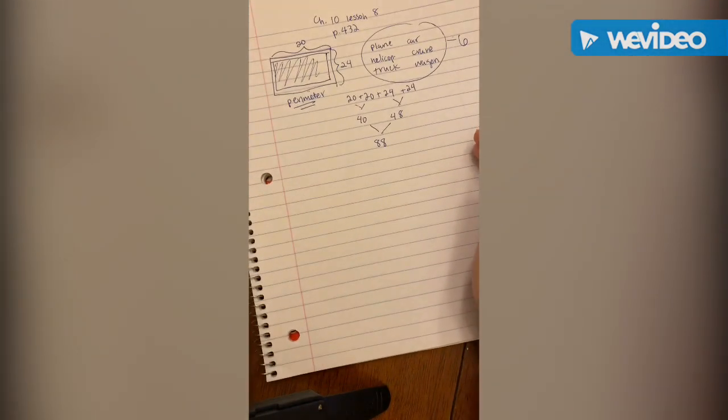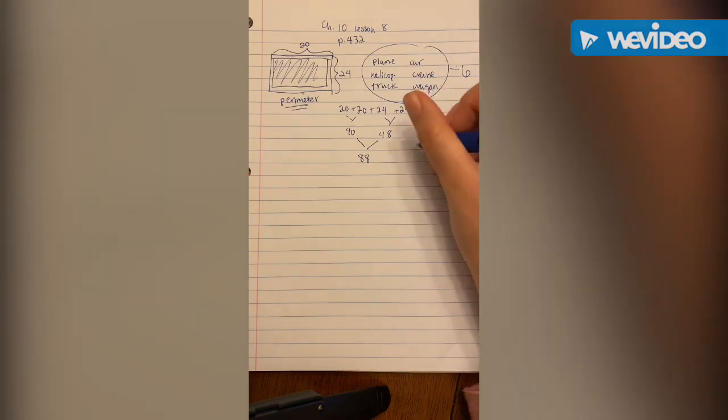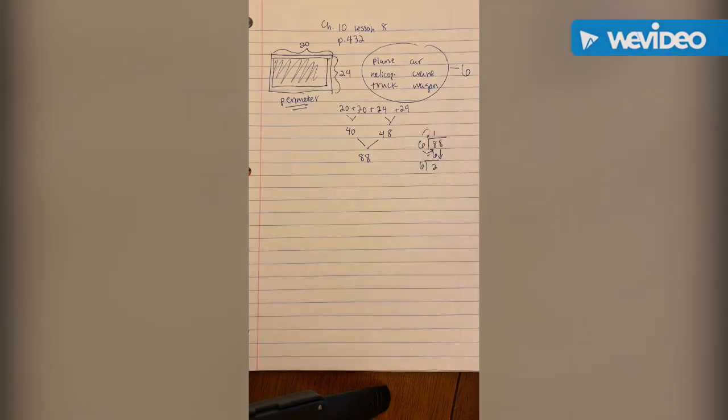So what we now need to do is divide our perimeter by the 6 designs. So we're going to do some long division over here to the side. So we have 88 divided by 6. 6 goes into the 8 one time. 6 times 1 gets us 6. We subtract that. We get 2, bring down the 8. We have a new division problem.